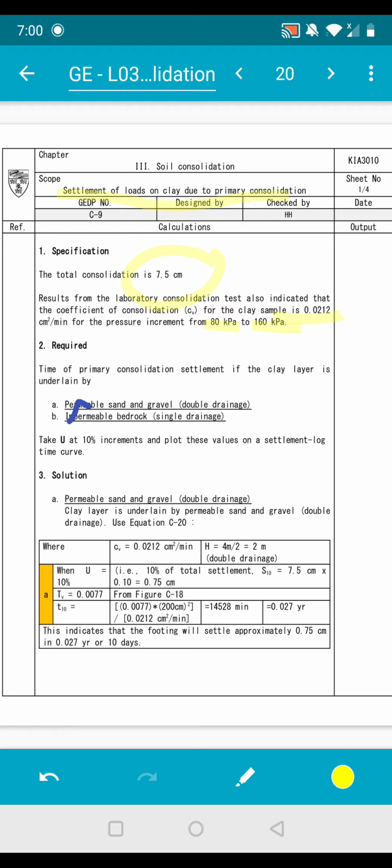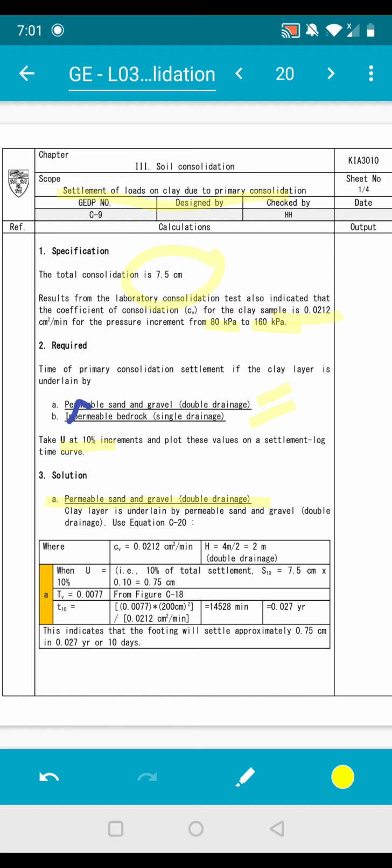Okay, and what is required? The time of primary consolidation settlement if the clay layer is underlain by, A, basically a case where you have double drainage, and second, if you have single drainage. Okay, now take a 10% increment. So your percent of consolidation starts at 10%, then 10, 20, 30, and so on. So you need to calculate for two types of case. The first case is A, and the second case is B: double drainage and single drainage.